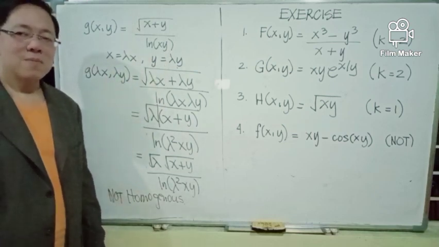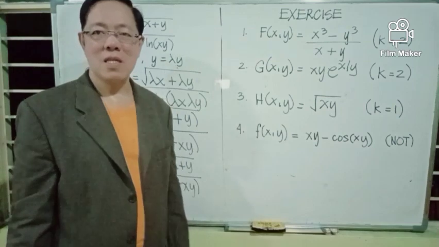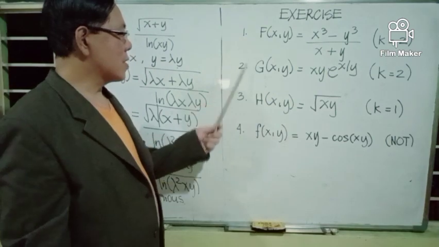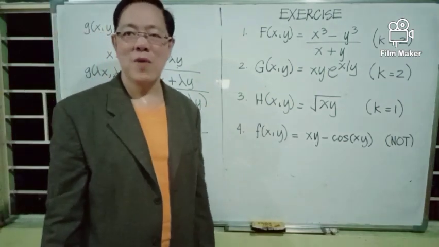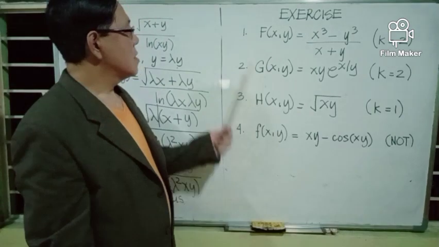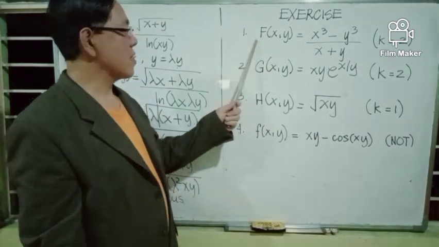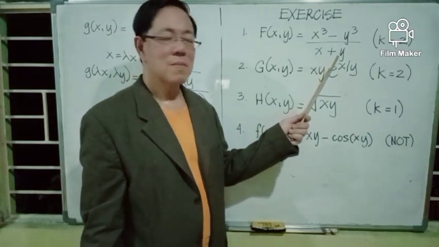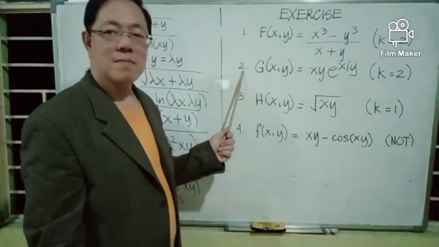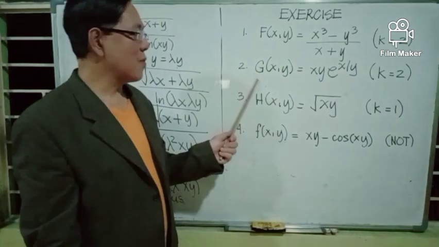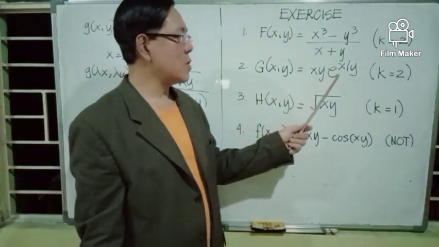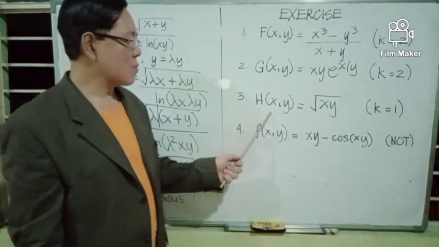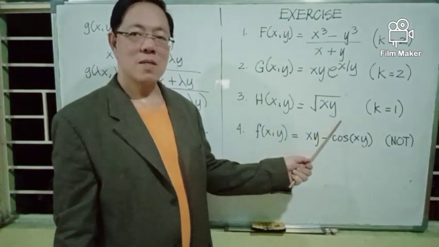g of xy. For your practice, please try the following exercises. Determine whether each function is a homogeneous function or not. In number 1, the given function is f of xy equals x cubed minus y cubed all over x plus y. In the second problem, the given function is g of xy equals xy times e to the power x over y. In number 3, the given function h of xy equals the square root of xy.